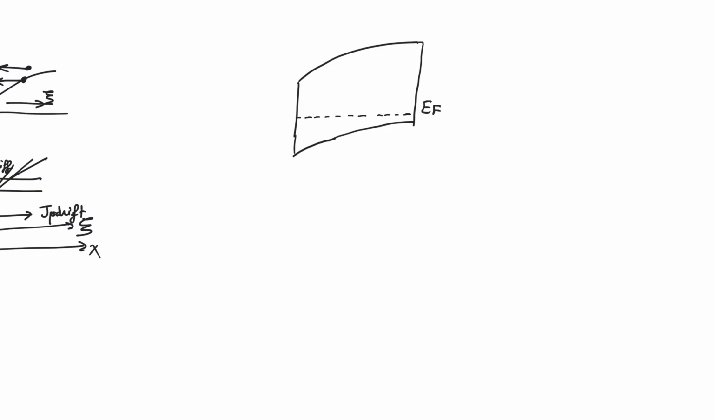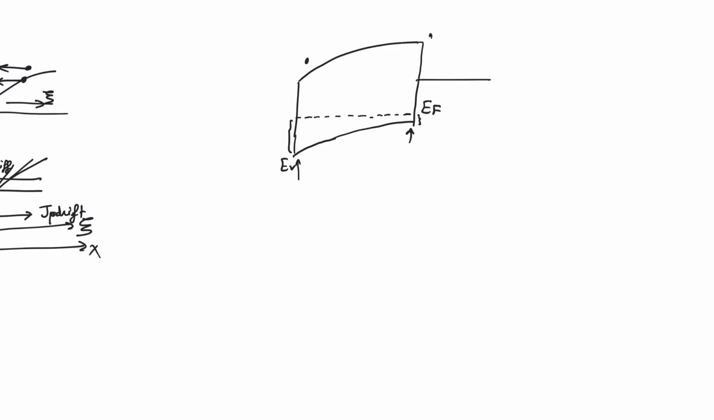So what this means is that the Fermi level is farther away from the valence band edge on this side than it is on this side. So it means that there are more holes on this side than on this side. Because there are more holes on this side than on this side, there will be diffusion. And similarly, there will be a diffusion of electrons from this side to this side.